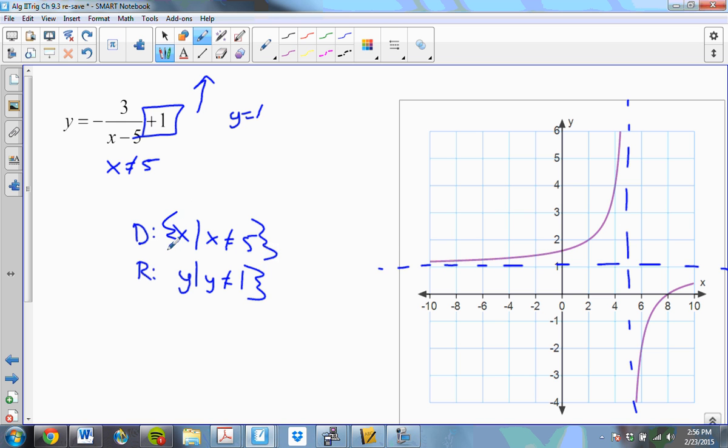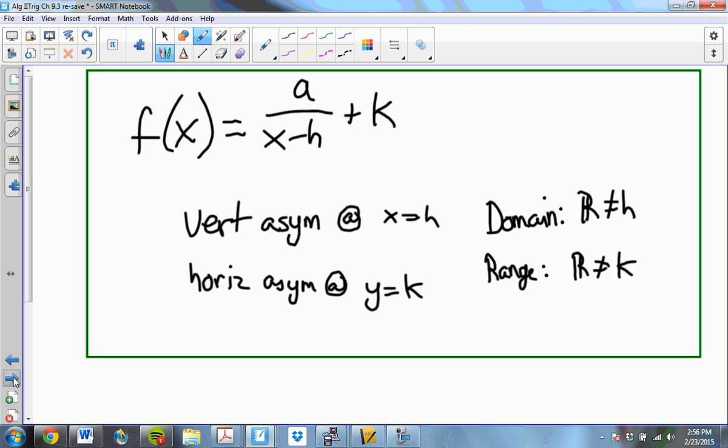The domain and range are always related directly to the asymptotes. So as always, you have your a's, your h's, and your k's. Your vertical asymptote is at x equals h. Horizontal asymptote is at y equals k. There's your domain and your range. I think that takes care of this.